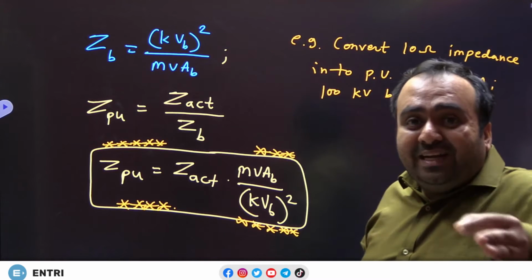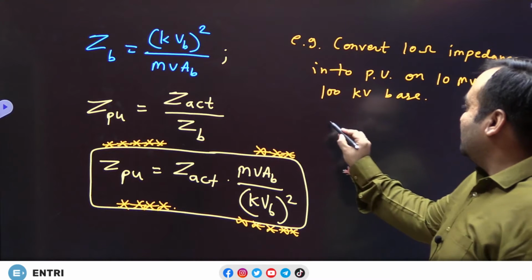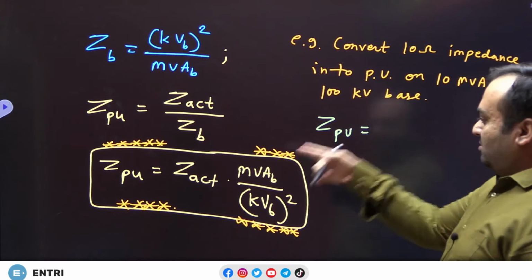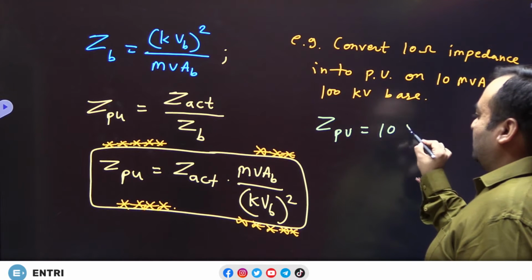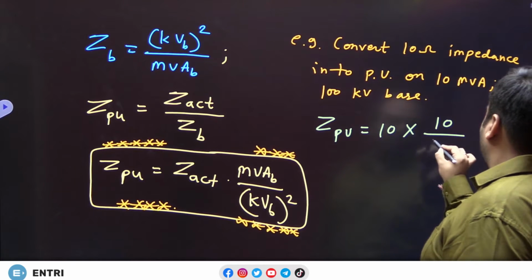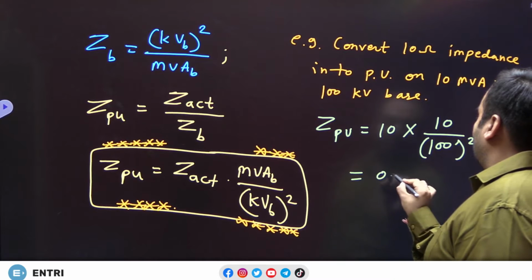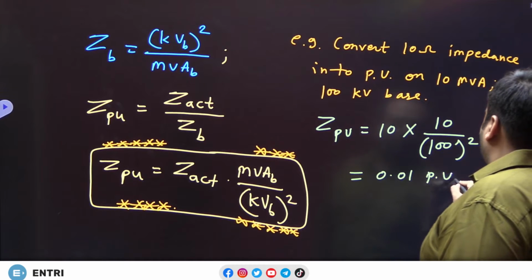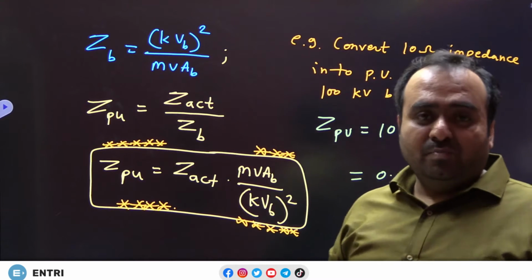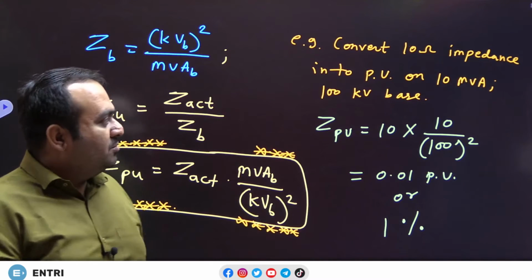Pause the video at the appropriate time. Pause it, calculate. So how will you calculate? Z per unit, actual, MVA, kV, as simple as that. Is this okay? So just substituting the values will do the job for you.